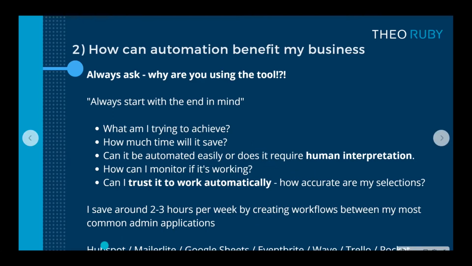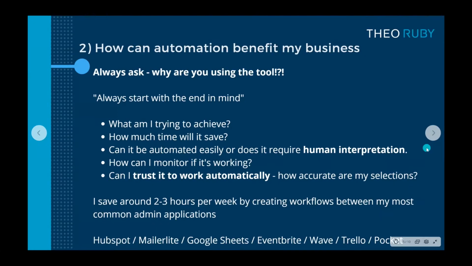And I think it's cut off, but just at the bottom, we actually have the ones I'm using, which is HubSpot, Mailerlite, Google Sheets, Eventbrite, Wave, which is an accounting software, Trello, which is productivity, and then Pocket, as you can see at the very bottom.